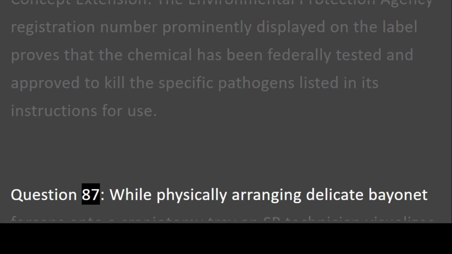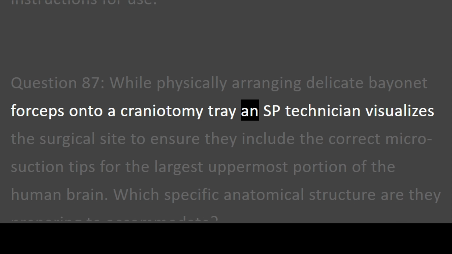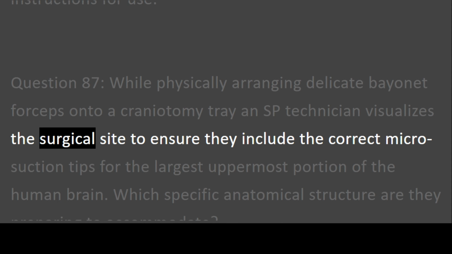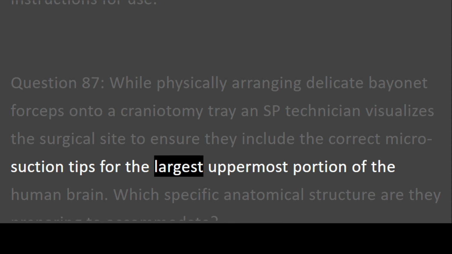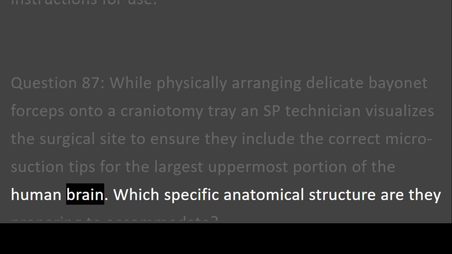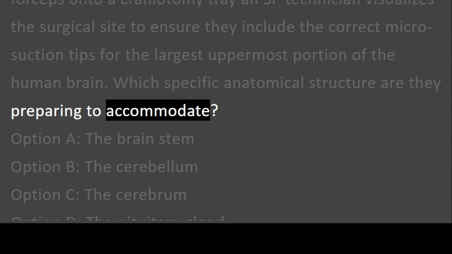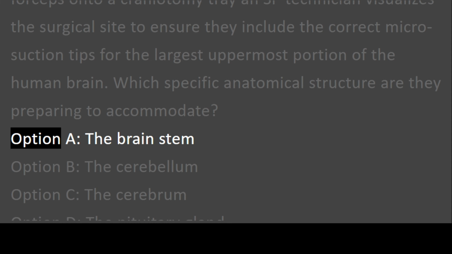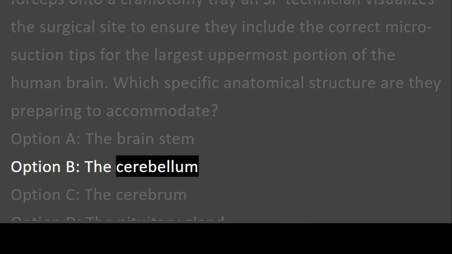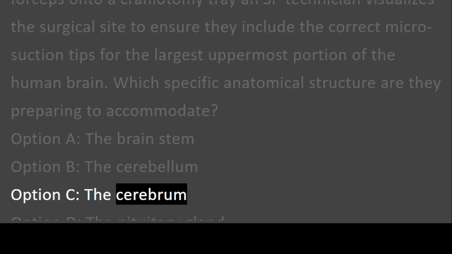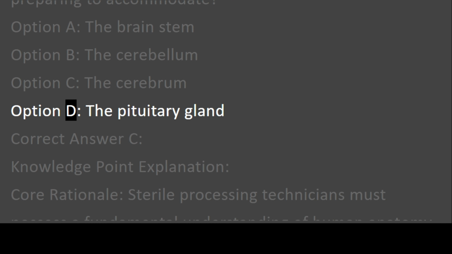Question 87. While physically arranging delicate bayonet forceps onto a craniotomy tray, an SP technician visualizes the surgical site to ensure they include the correct microsuction tips for the largest uppermost portion of the human brain. Which specific anatomical structure are they preparing to accommodate? Option A, the brainstem. Option B, the cerebellum. Option C, the cerebrum. Option D, the pituitary gland.